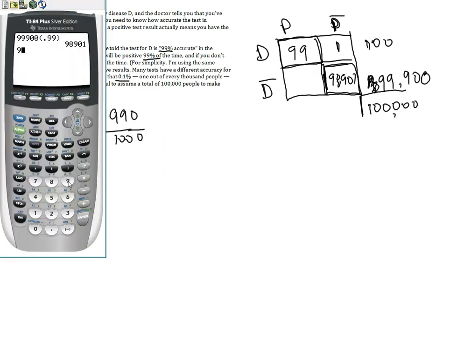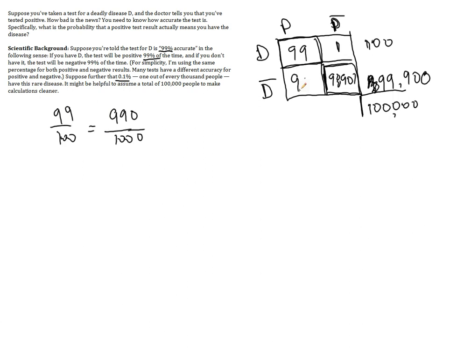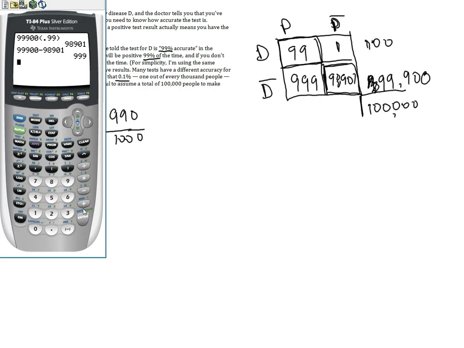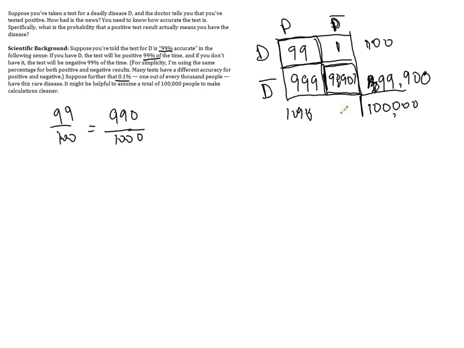And of the 99,900, take away the people who will have a negative result, 98,901, and that will tell you the number of people who get another false report. So that's the 1% of these people who are told that they have it when they really don't. So these totals, plus 99, will be 1,098, and this will be 98,902.